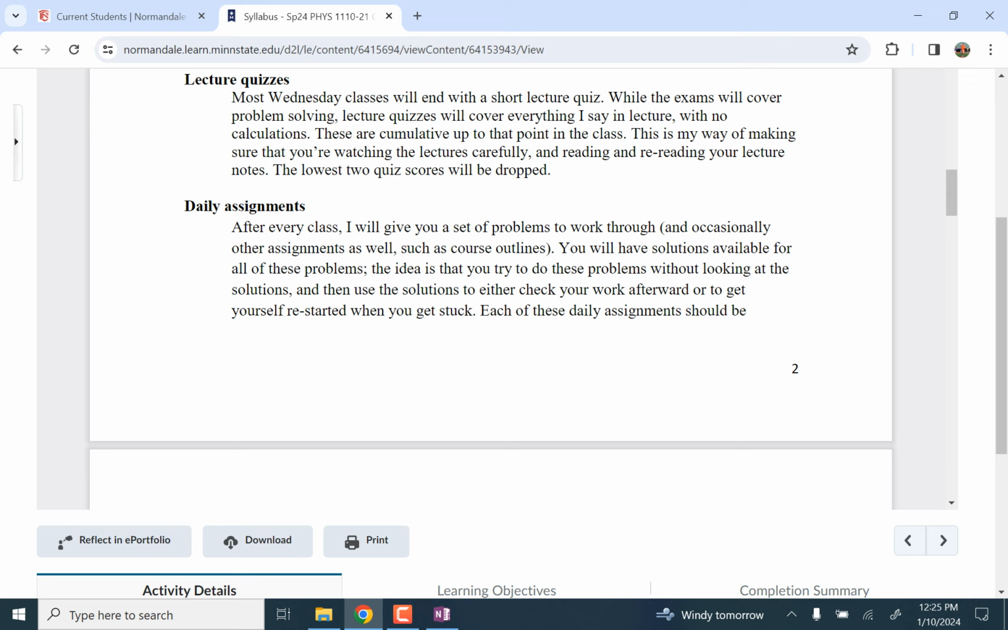There's going to be a lot of these assignments. There's 16 weeks in the semester, 2 classes per week. So that's a total of about 32, somewhere around there, daily assignments. And if you turn it in, you get a 1 out of 1 for that day. If you don't turn it in, you get a 0 out of 1.